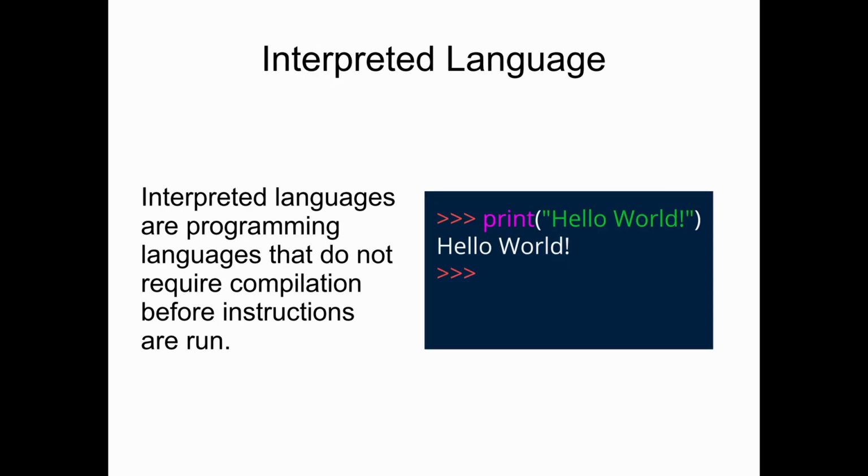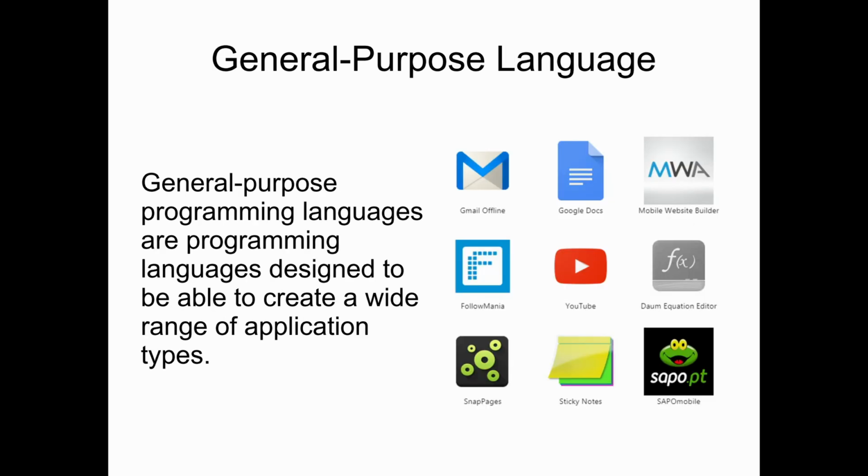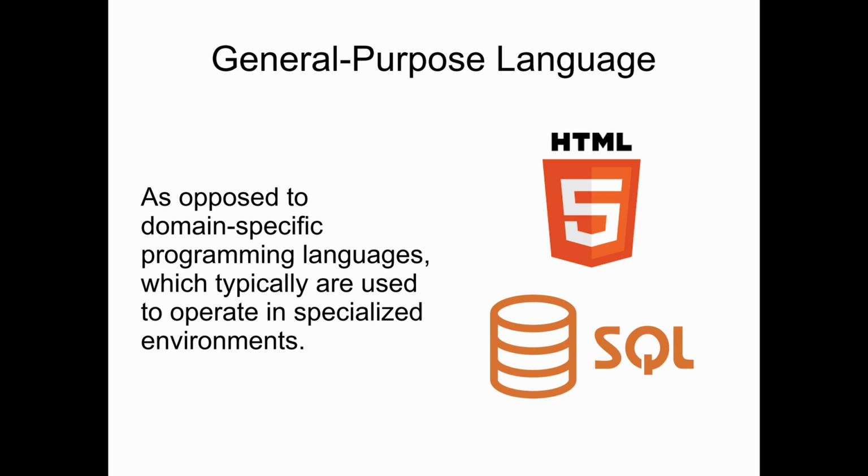Interpreted languages are programming languages that do not require compilation before instructions are run, as opposed to compiled languages, where programming code must be converted into machine code by a compilation program before it can be run. General-purpose programming languages are programming languages designed to be able to create a wide range of application types, as opposed to domain-specific programming languages, which typically are used to operate in specialized environments.